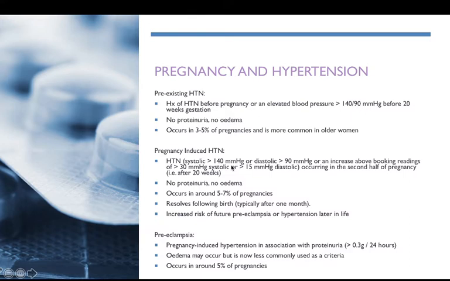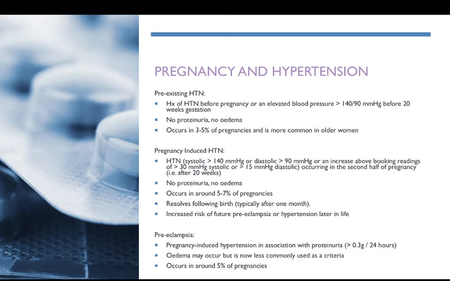Okay, say your blood pressure at booking was 90 over 60, and you're perfectly healthy. And now you're 24 weeks pregnant and your blood pressure is now 130 over 100. That would still count as pregnancy-induced hypertension because your systolic has gone up by more than 30. So even though it's below 140/90, it still counts as pregnancy-induced hypertension because you've got an increase in your systolic of more than 30 above your booking blood pressure. In pregnancy-induced hypertension, you don't have protein in the urine and you don't have edema.